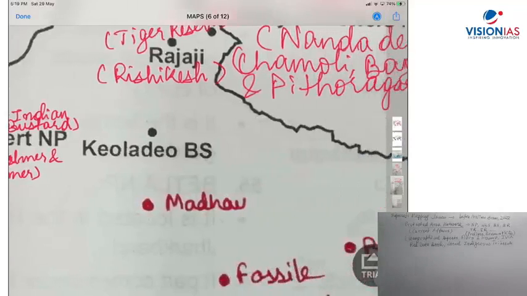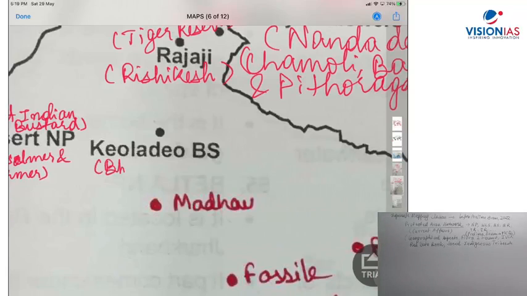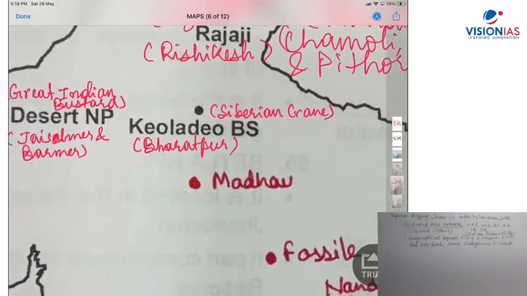Now Keoladeo Bird Sanctuary. That is in Bharatpur district of Rajasthan. Keoladeo is also known for the Siberian crane, the migratory bird. And it is also a Ramsar site, a wetland of international importance. It was a man-made wetland created by the Maharaja of Bharatpur, 200 km from Delhi. You have this famous place there, Ghana National Park. And Keoladeo Bird Sanctuary is also a World Heritage Site. UNESCO has also declared it a World Heritage Site.